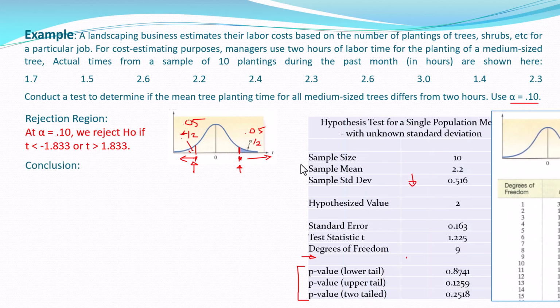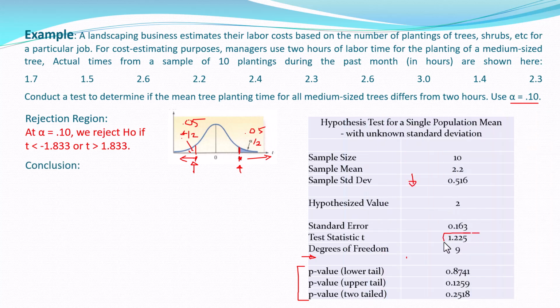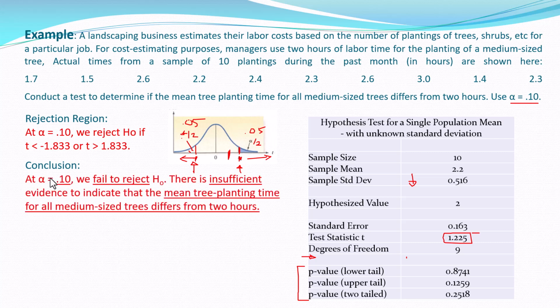So now let's get this t-distribution out of here, and let's remember what we actually have. 1.225, that's the test statistic. Where does that fall? It's going to fall about here, right? If this value is 1.833, the 1.225 does not fall in the rejection region, so our conclusion is at alpha equal 0.10, we fail to reject the null hypothesis. We can't reject. We would need to see a 1.9, a 2.0, a negative 3. We would need to see something further out in order to reject. So there's insufficient evidence to indicate that. When you reject, there's sufficient evidence. When you fail to reject, there's insufficient evidence to indicate that.